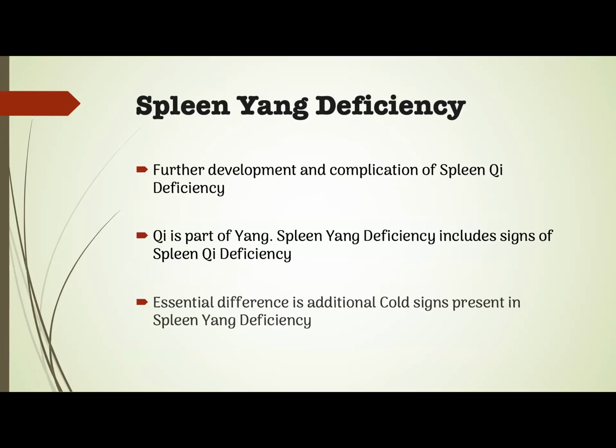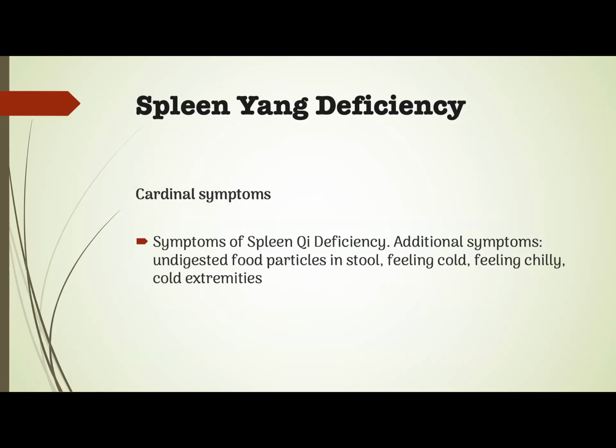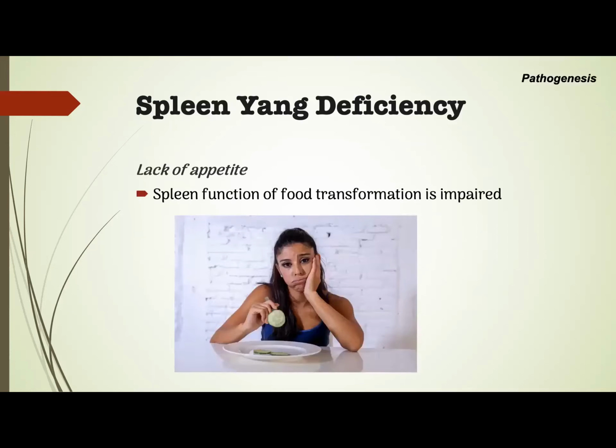Spleen yang deficiency. This is the further development and complication of spleen qi deficiency. Qi is part of yang. Spleen yang deficiency includes signs of spleen qi deficiency. The essential difference is additional cold signs present in spleen yang deficiency. Cardinal symptoms. Of course, this would include symptoms of spleen qi deficiency, plus undigested food particles in the stool, feeling cold, feeling chilly, cold extremities.